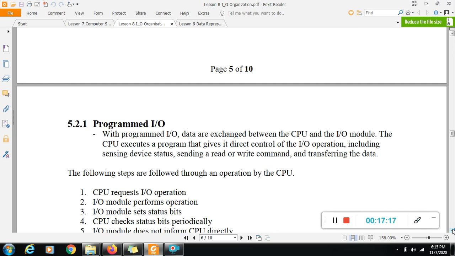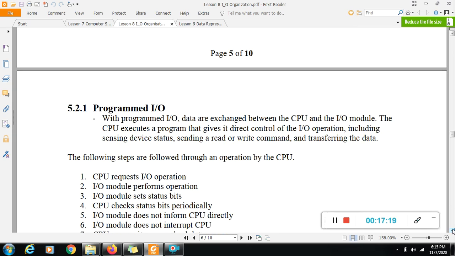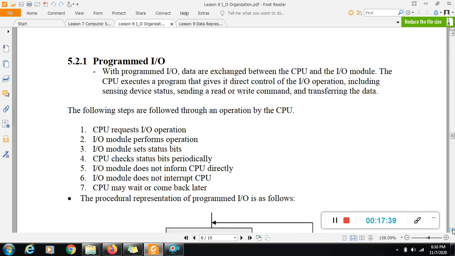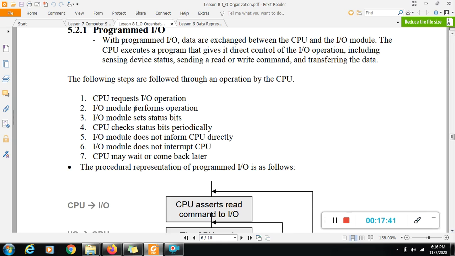With programmed I/O, data are exchanged between the CPU and the input-output module. The CPU executes a program that gives it direct control of the input-output operation, including sensing device status, setting a read or write command, and transferring the data. So the CPU has full control. The following steps are followed through an operation by the CPU. CPU requests an input-output operation. Input-output module performs the operation. Input-output module sets status bit. CPU checks the status bit periodically. Input-output module does not inform the CPU directly. Input-output module does not interrupt the CPU. CPU may wait or come back later.